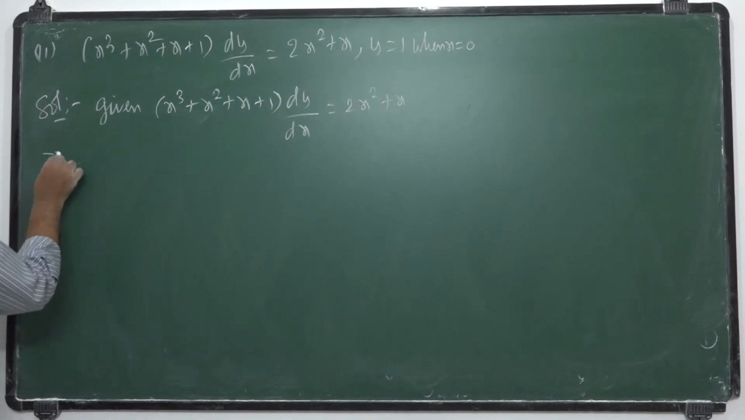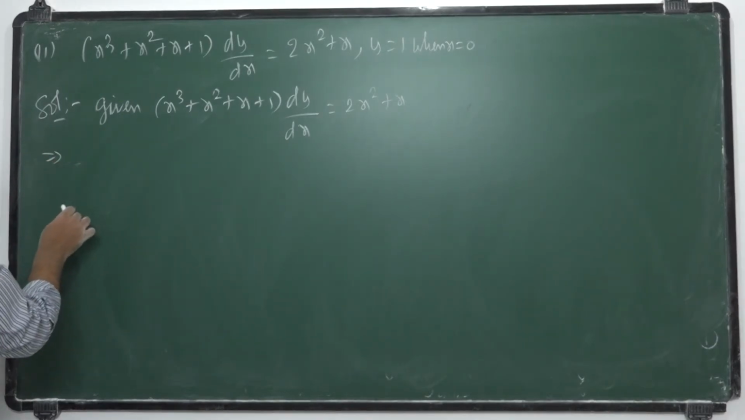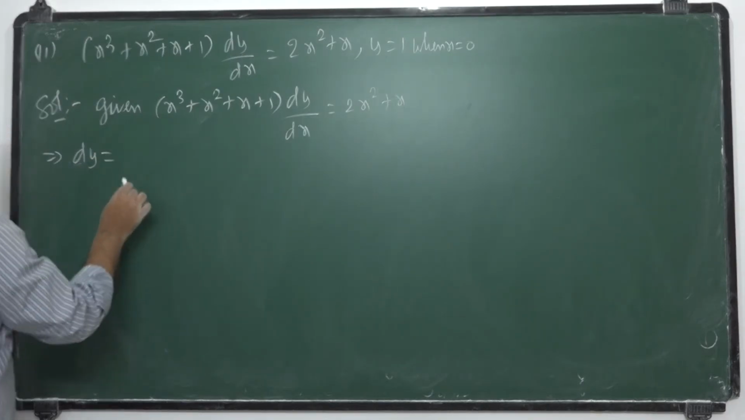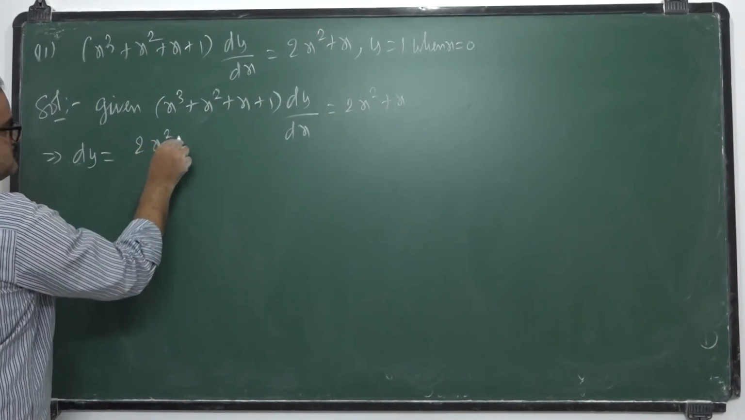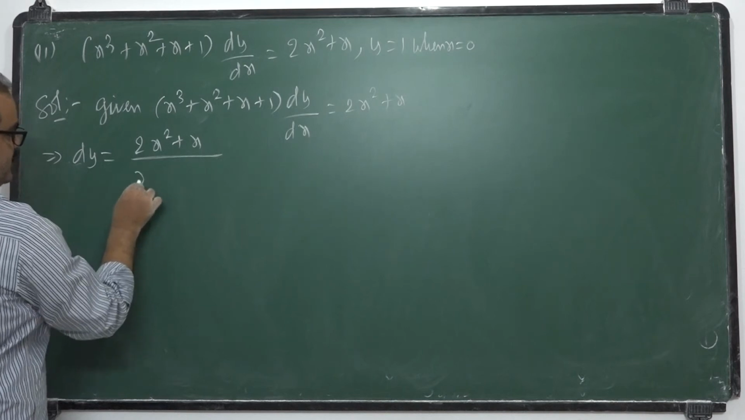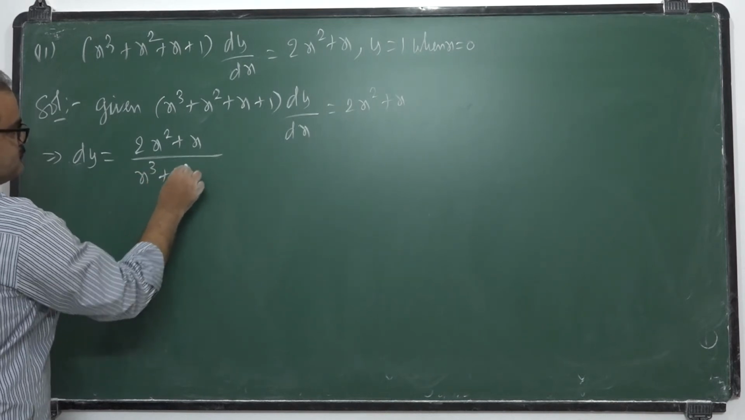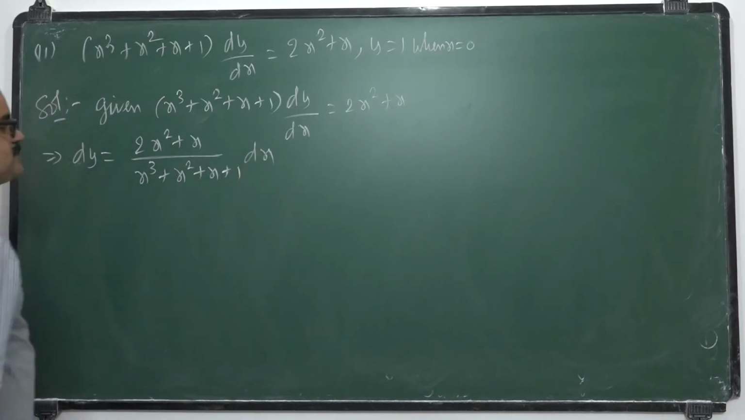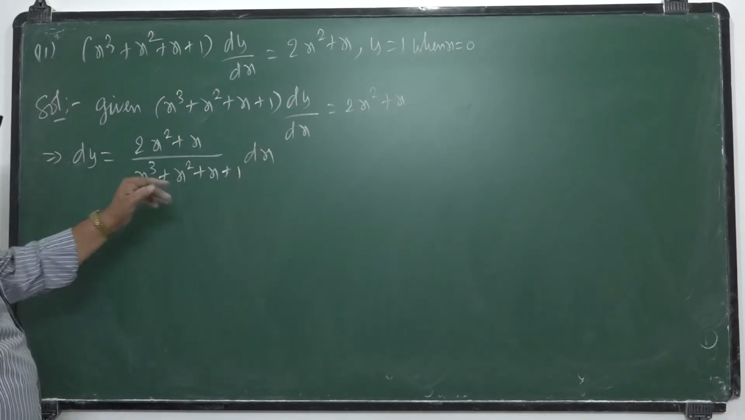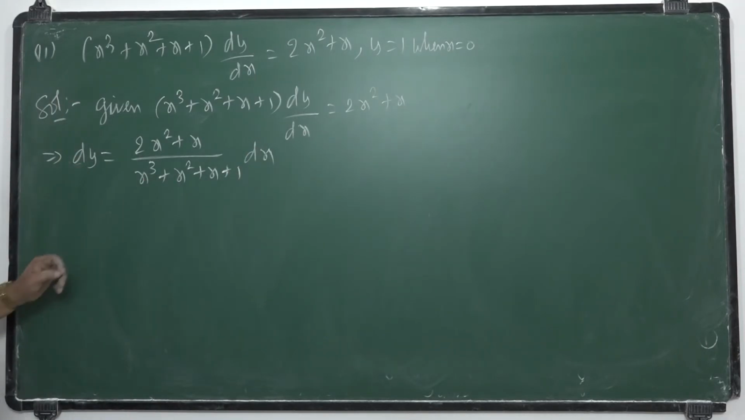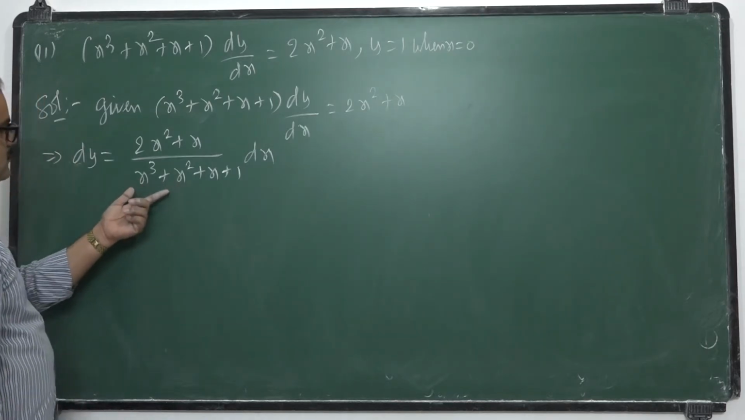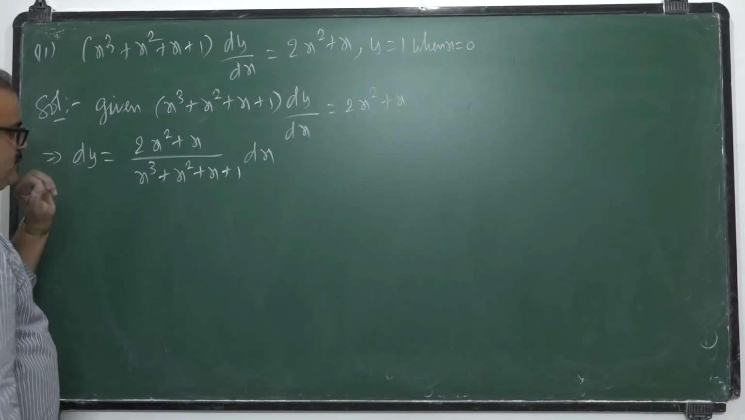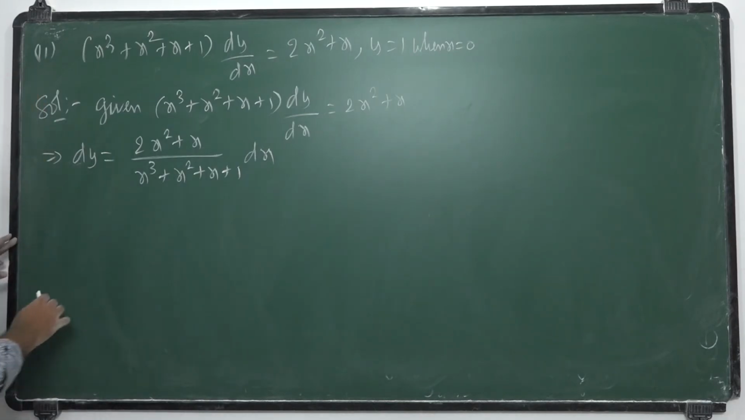Okay. Now separate the variables. Write this as dy is equal to 2x square plus x by x cube plus x square plus x plus 1 into dx. The variables are separated. Now, first, when the variables are separated, now integrating.